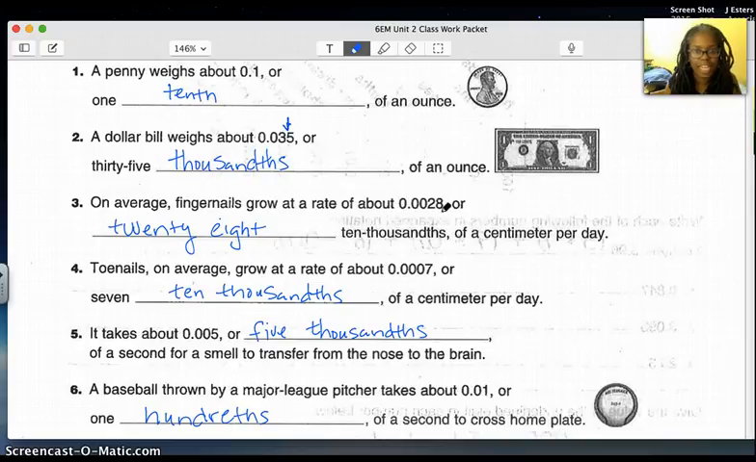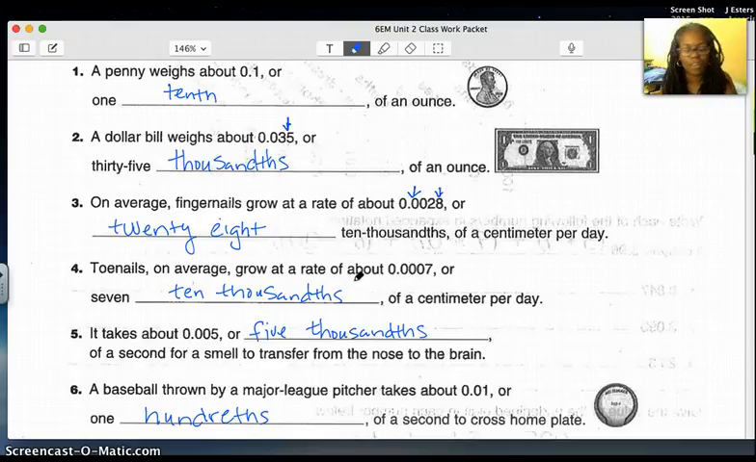This number is 28, and it ends in the 10,000s place, right? Because this is the hundreds. I'm sorry, I lied. This is the tenths, hundreds, thousands, and this guy would be the 10,000. So that's where they got that from.